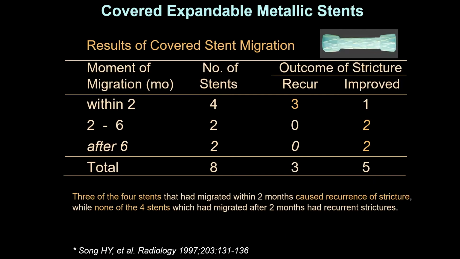This table shows the result of covered stent migration. 4 stents migrated within 2 months after stent placement, and 4 stents after 2 months after stent placement. It was very interesting to note that 3 of 4 stents that had migrated within 2 months caused recurrence of stricture, while none of the 4 stents which had migrated after 2 months had recurrent strictures.